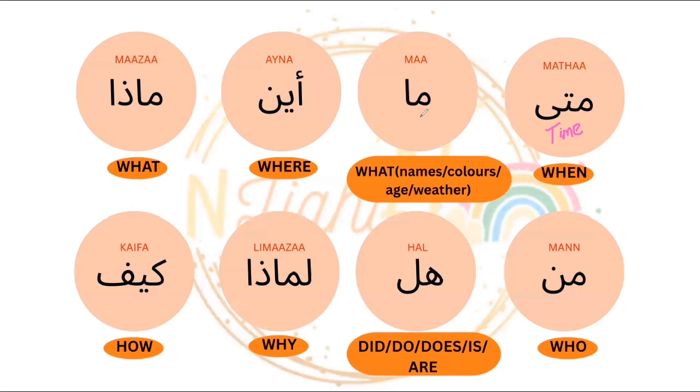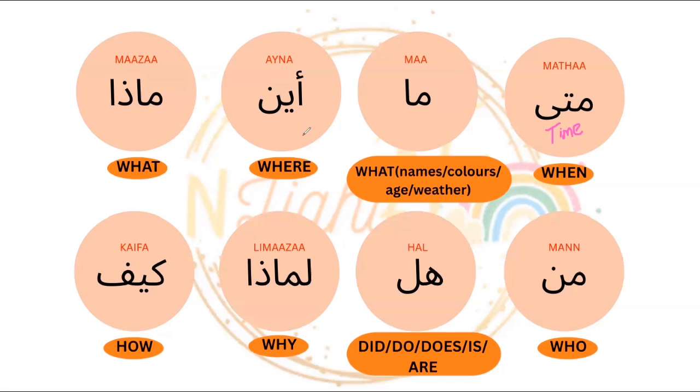Coming to this ma umruk, what is your age? Ma ismuk, what is your name? Ma al-lawn al-kitab, which color is the book? Okay, what color is the book? Which color is the book? Al-kitab al-lawn al-ahmar, the book is red color. Ahmar means red. So that's how the answer is.